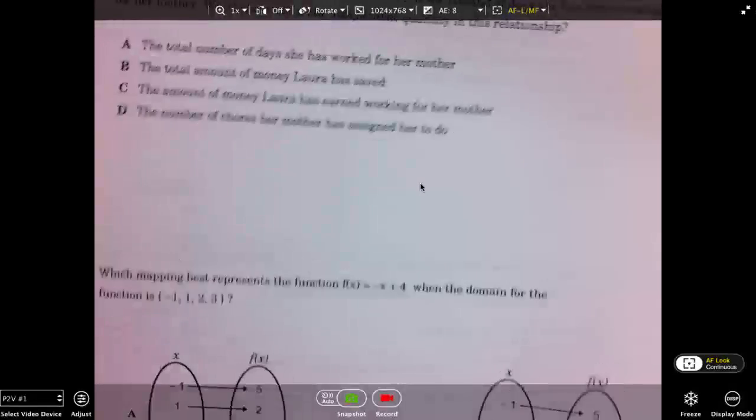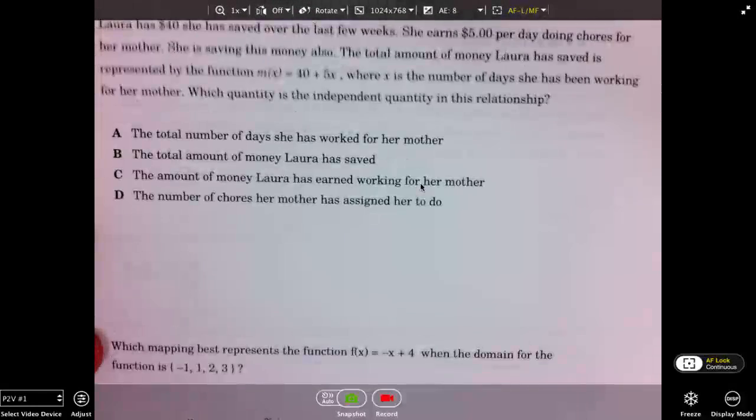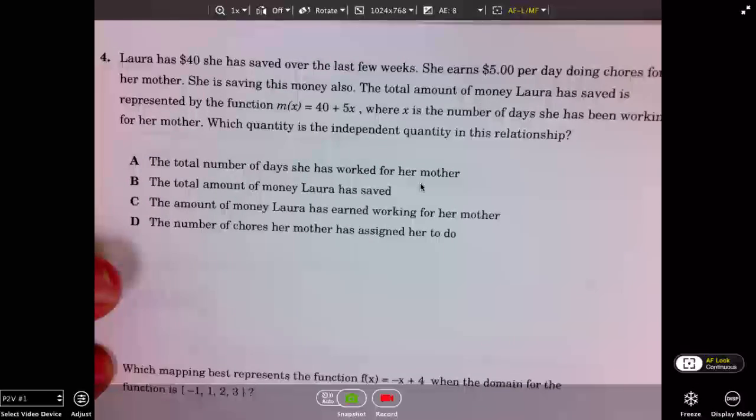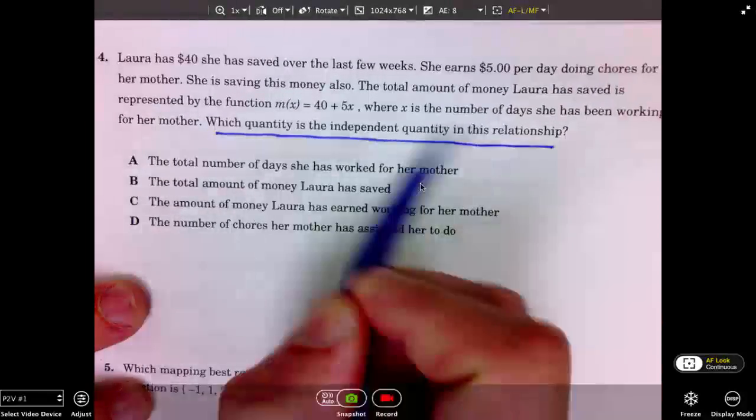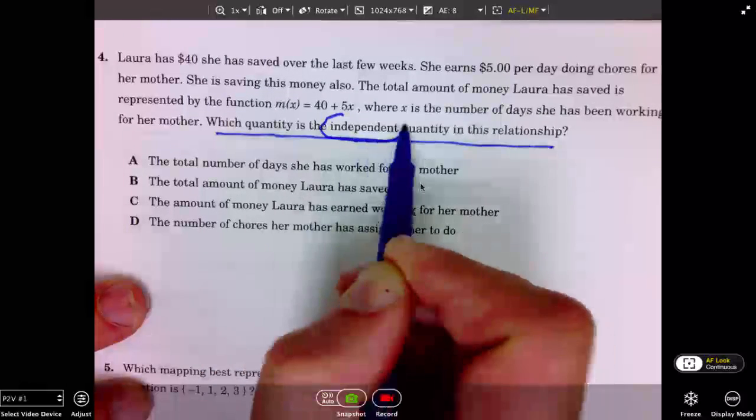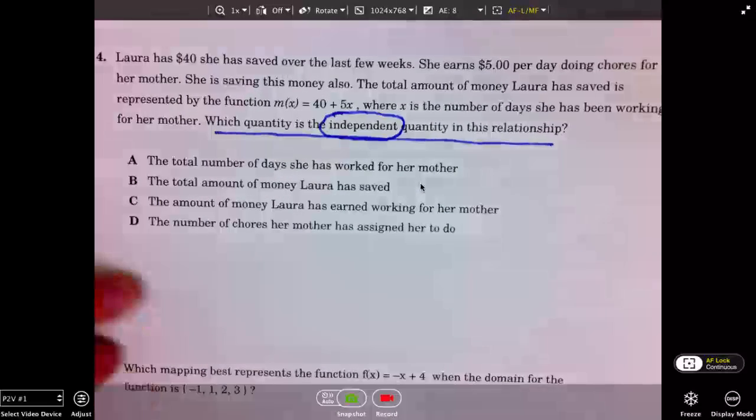Problem number 4. I'm going to leave this one for you. It's much like problem number 2. In this case, we're looking for the independent quantity, the input. See if you can figure out what number 4 is.